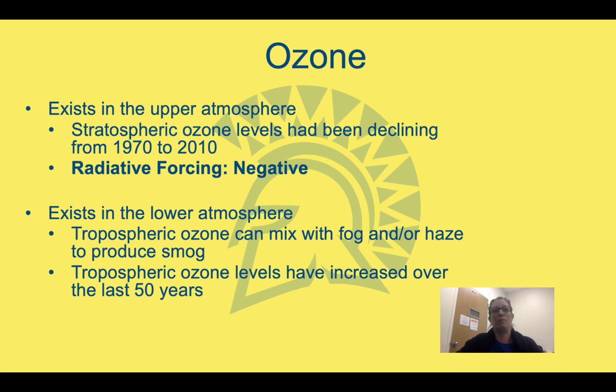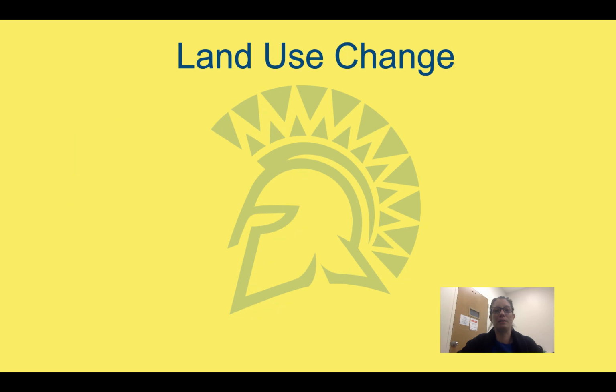So stratospheric ozone is declining, whereas tropospheric ozone has been increasing, which also has a positive radiative forcing effect.